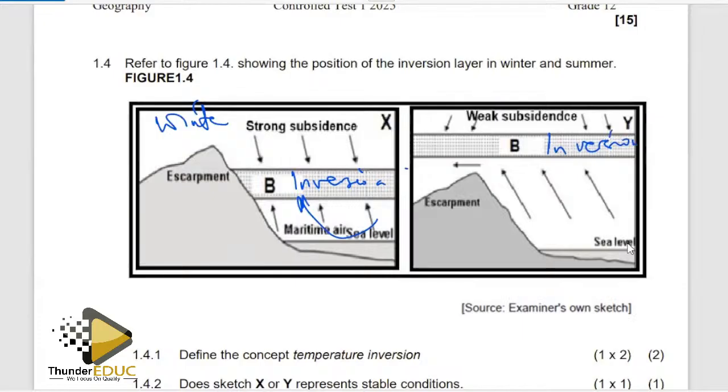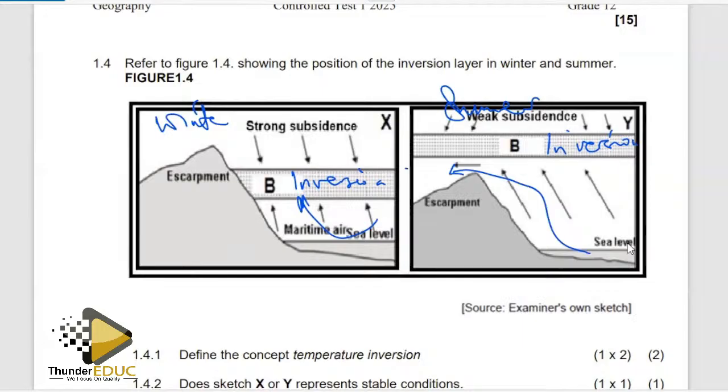It's uplifted such that it allows for the incoming of warm and moist air from the Indian Ocean. That is basically the difference between the position of the inversion layer during winter and during summer conditions. So this is summer, this is winter. In summer, there is weaker subsidence, the inversion layer is elevated, the Kalahari high pressure cell is vertically displaced.